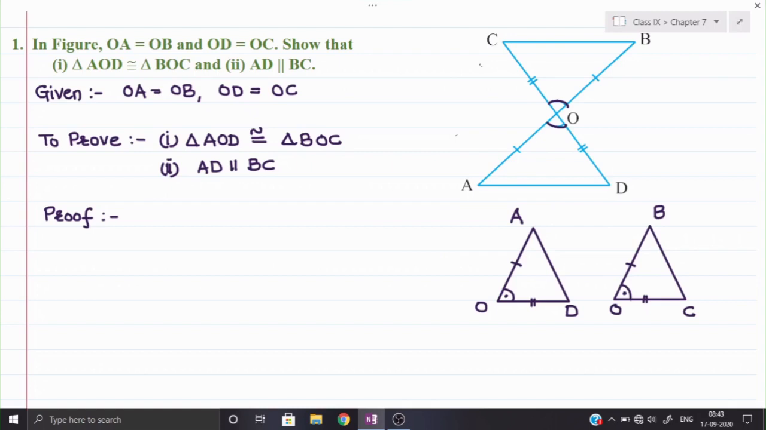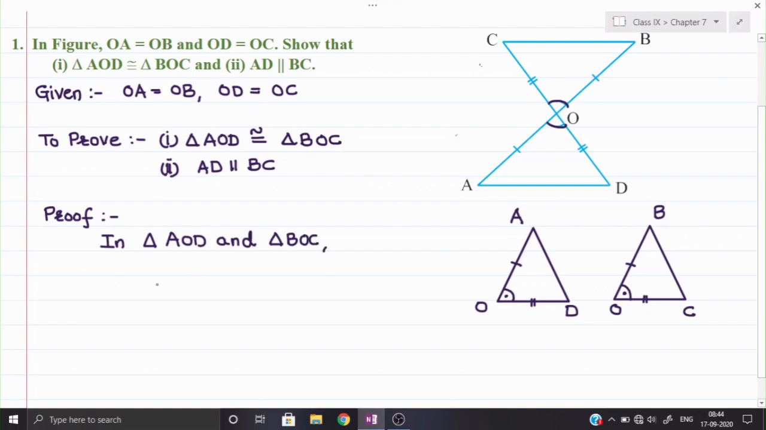And these are vertically opposite angles, angle AOD and angle BOC. And these angles are always equal. Okay, so here we can say that by the side angle side congruency theorem, the triangles are congruent, and our first part gets over. So now we shall write down in triangle AOD and triangle BOC.